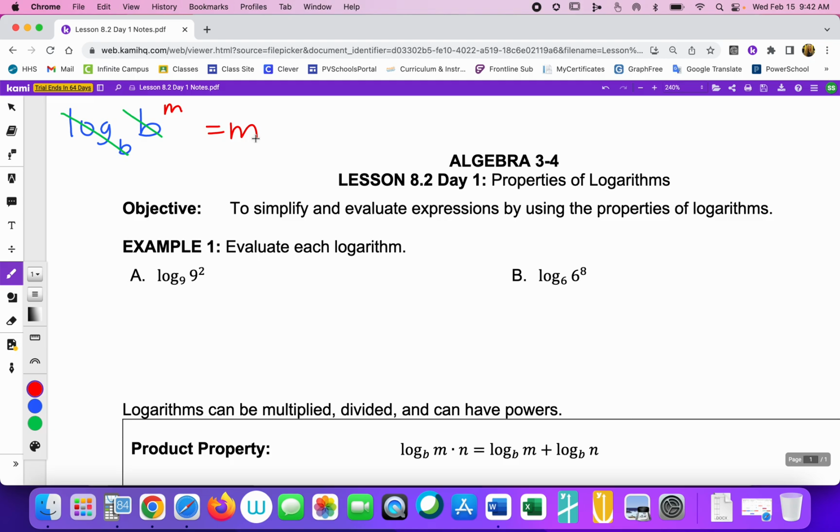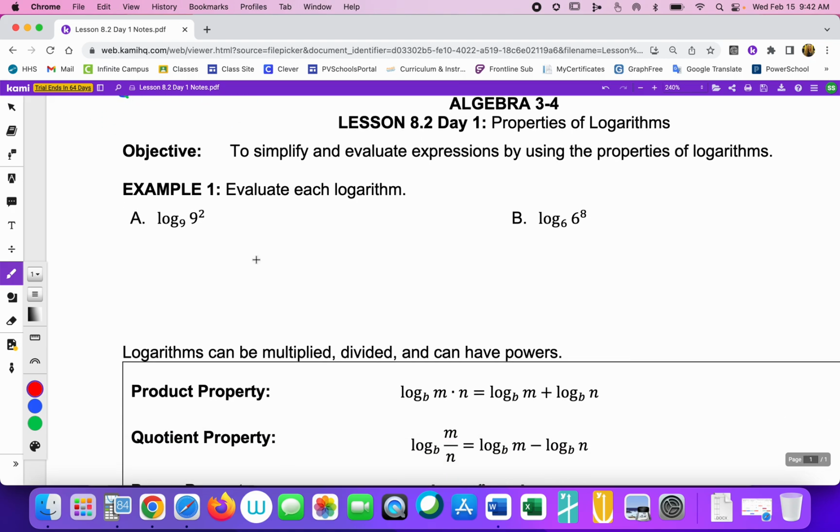Okay. So for A and B, this is going to occur. So since this is log base 9 of 9, yes, it's squared, doesn't matter. The log 9 and the 9 eliminate each other, leaving the exponent of 2 behind. So 2 would be the simplified expression for that. Okay. What about B?